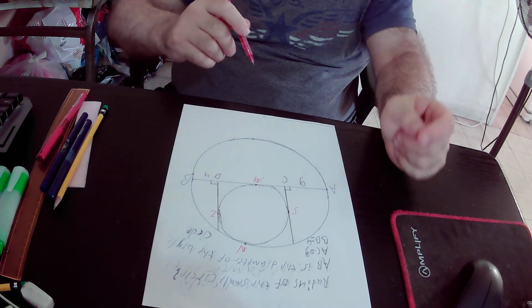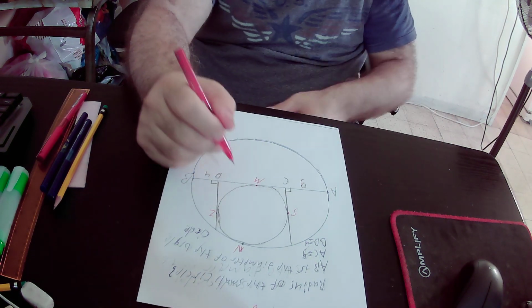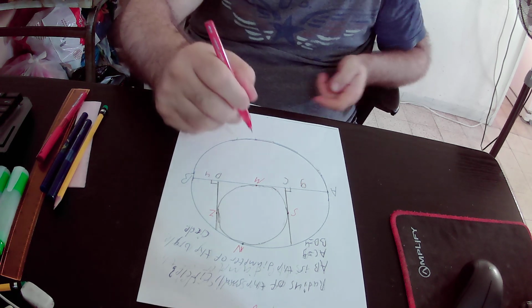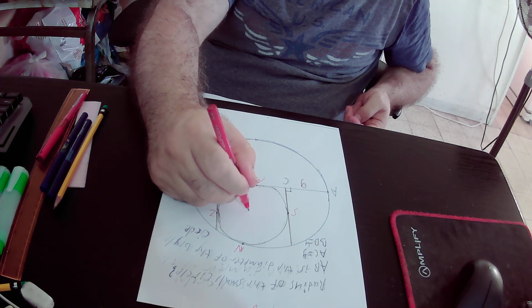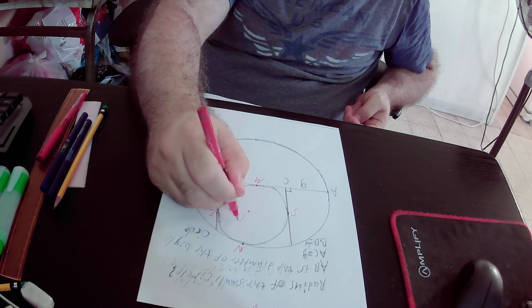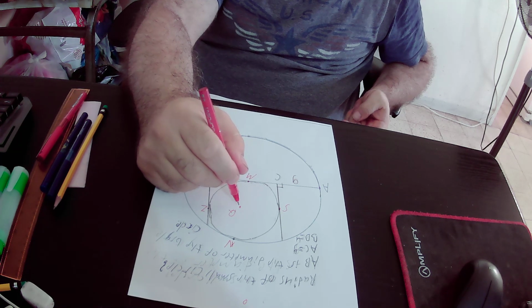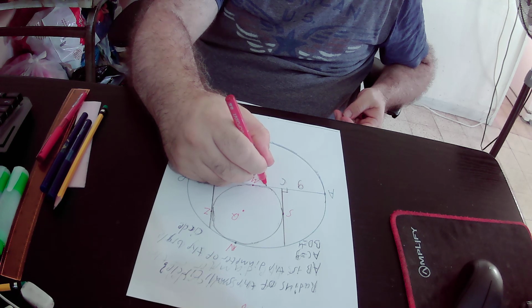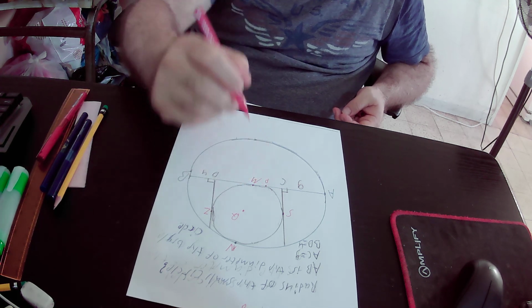Okay, so first of all, we will define the center of the small circle as point Q. Again, point Q is defined as the center of the small circle, and point P is defined as the center of the big circle.